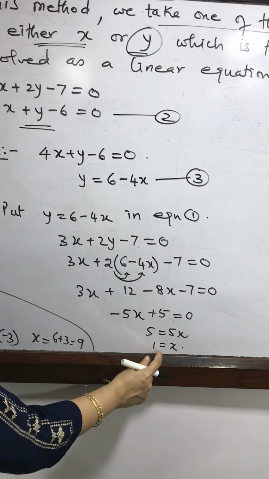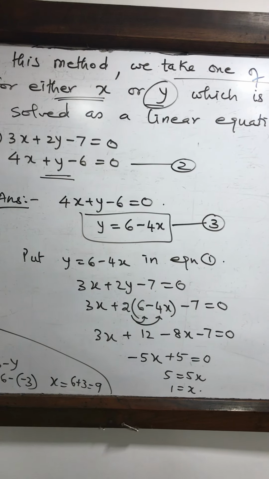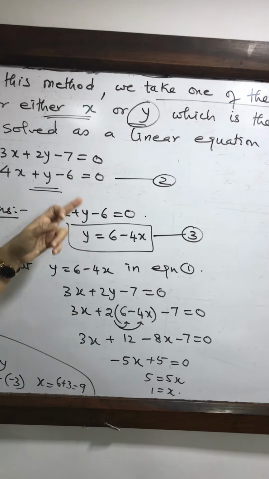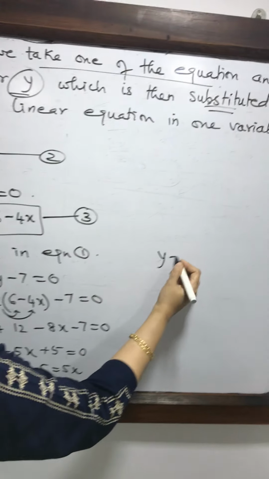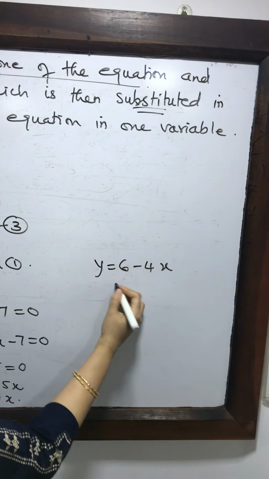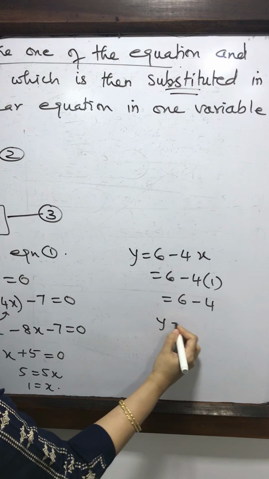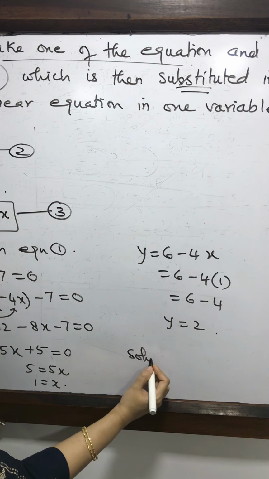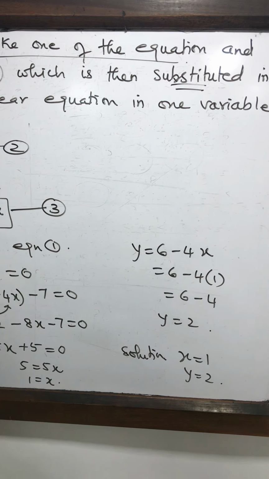Now this value of 1 we will substitute in third equation. But you can substitute it in the first, you can substitute it in second, your answer will remain same. So value of x equal to 1, if I substitute, then y value is 2 and solution is x equal to 1 and y equal to 2.